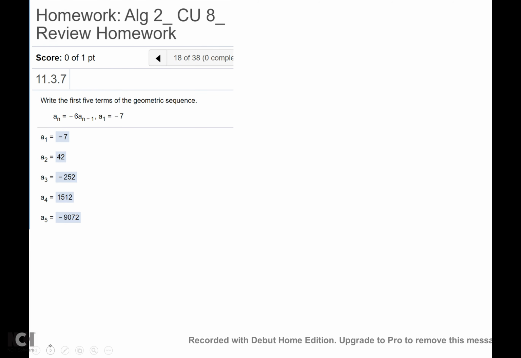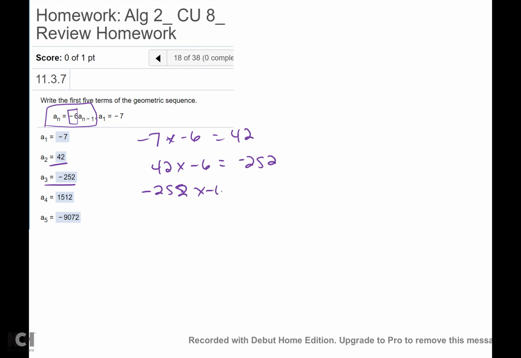Okay? For the first 5 terms of this geometric sequence, and again, they're saying start at -7. And you can do the math if you want to, but you can tell from the recursion formula that to get the next one, all you do is multiply by -6. So times -6 is positive 42. 42 times -6 is -252. -252 times -6 is positive 1512. 1512 times -6 is -9072. Okay?